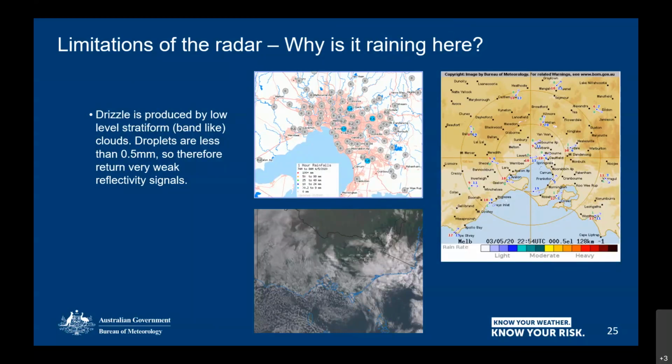So when it comes to drizzle, the drizzle is produced by low-level clouds. So first of all, we may not see it because the beam is actually higher than those low-level clouds, but also the actual definition of drizzle is that the droplets are less than 0.5 millimetre. So therefore, they're going to send back really weak signals. And so if you look really hard on that radar, you might be able to see a couple of white targets here and there. And if you loop it, you can sort of just see them sometimes. But yeah, that's a very common reason as to why it is raining and there's nothing on the radar.